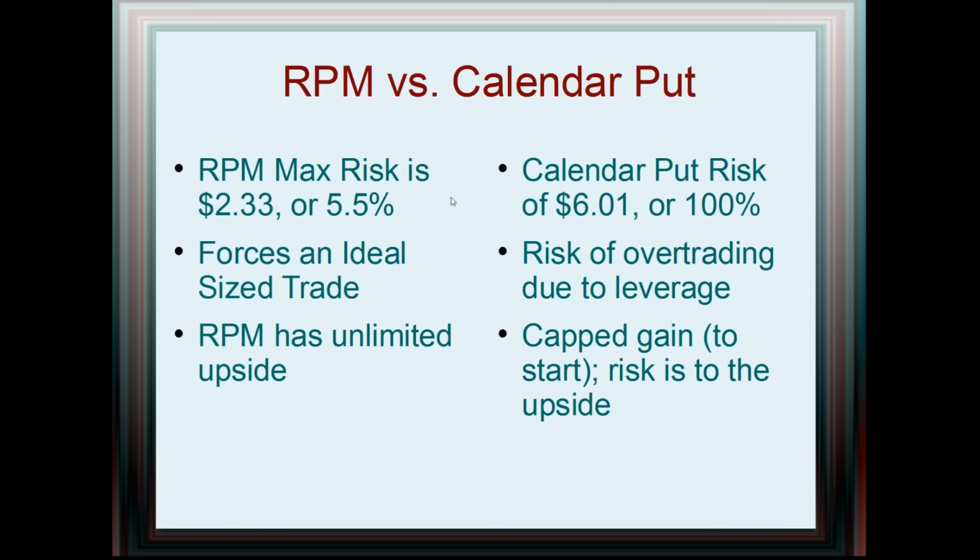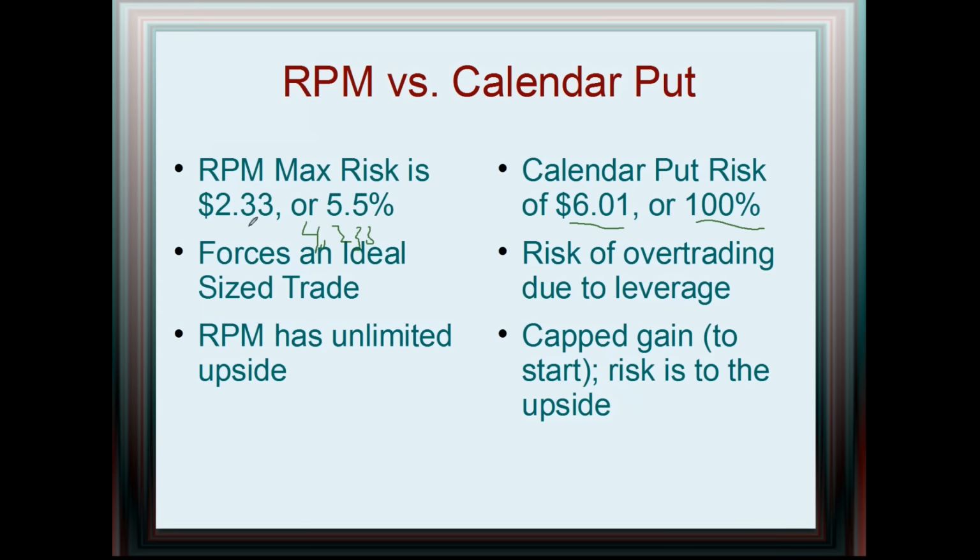Quick side-by-side comparison. Remember, my radioactive trade for 100 shares and one put was $2.33, or 5.5% of the $4,233 I entered into the position. The put risk, the calendar put here, trying to enter stock at a discount is only 6% or $6, but that's 100% of what you invested.